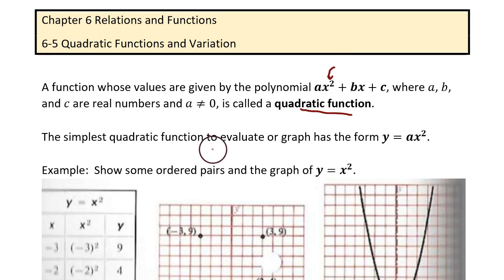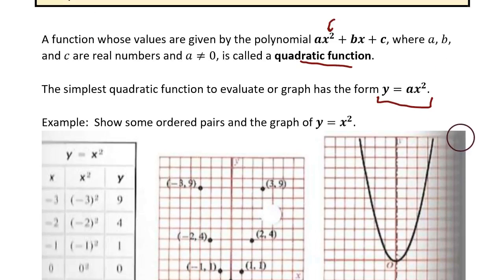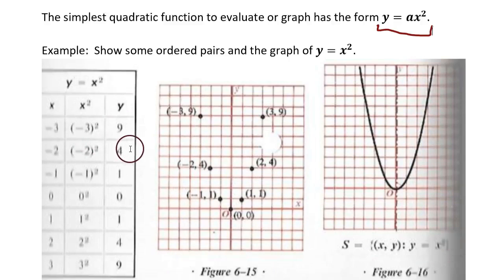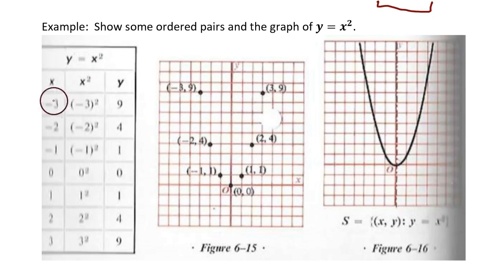The simplest quadratic function to evaluate or to graph has this format. So there's no x term and no constant term, just the quadratic term. Here's an example. Show some ordered pairs and graph y equals x squared. This is the simplest of all quadratic functions. Here in the chart are some values for that function when substituting different numbers in for x.